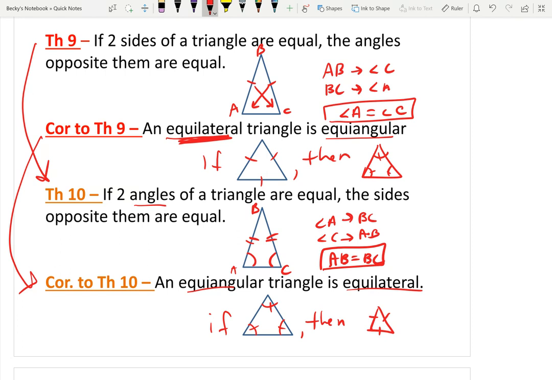So these are usually very tricky. You guys have a theorem sheet, so always reference it until you remember. Theorem 9 always talks about the sides first, and the corollary talks about the sides first. But theorem 10 talks about the angles first, and the corollary talks about the angles first. So it's sides and then the angles.